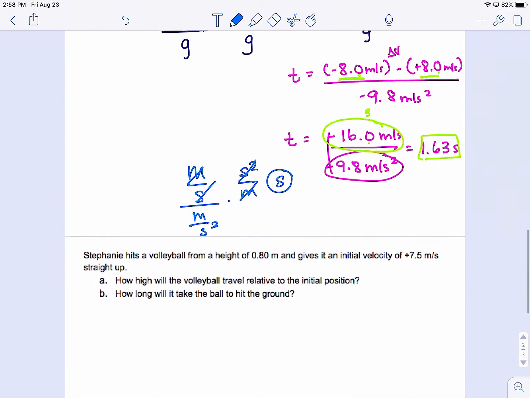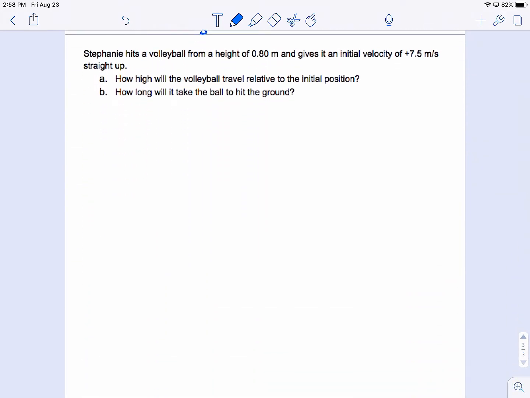Now I want to look at a slightly more difficult problem. Stephanie here hits, that's a key word, a volleyball from a height of 0.8 meters and then gives it an initial velocity of positive 7.5 meters per second straight up.